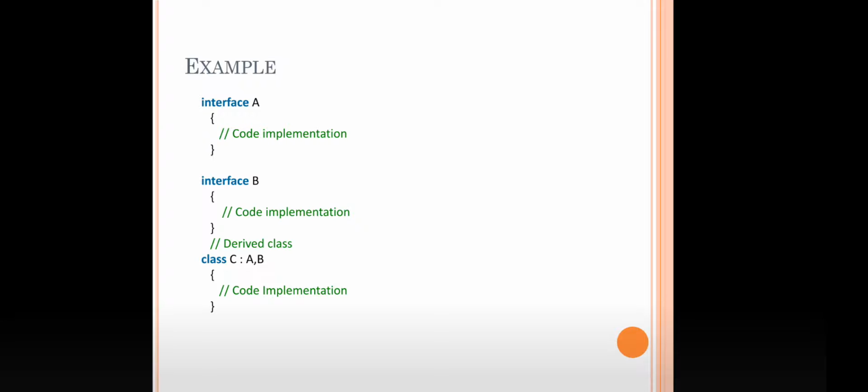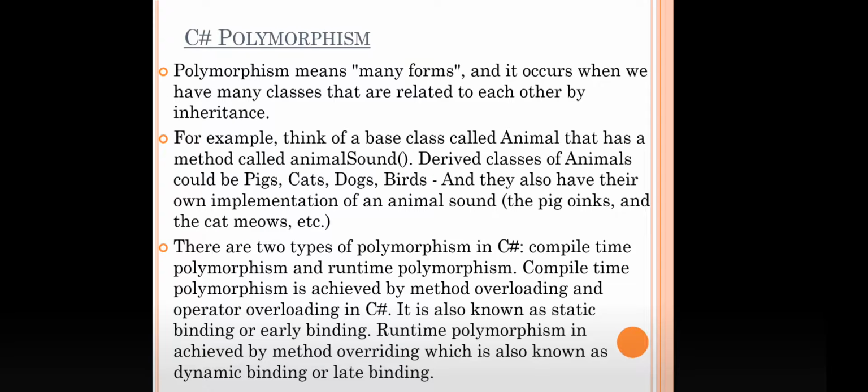Here's the example about it. Then the important concept in it is polymorphism. Polymorphism means many forms. Poly means many, morph means forms, and it occurs when we have many classes that are related to each other by inheritance. For example, think of a base class called Animal that has a method called AnimalSound. Classes derived from Animal could be pigs, cats, dogs, birds, and they can have their own implementation of AnimalSound, like the pig oinks and the cat meows.